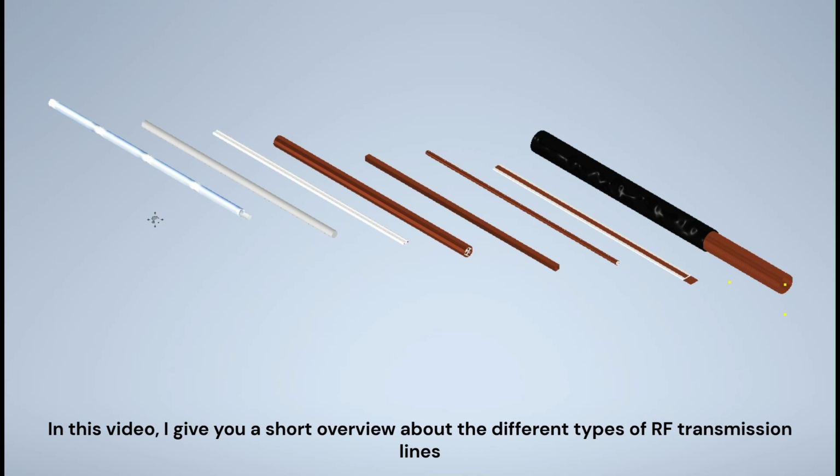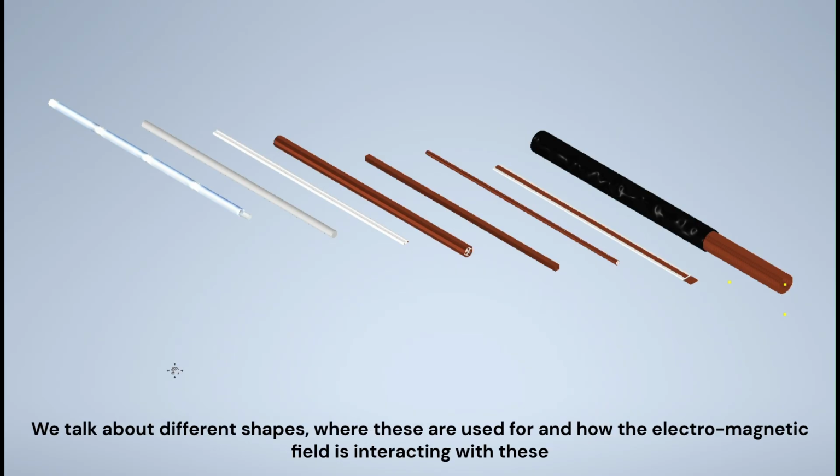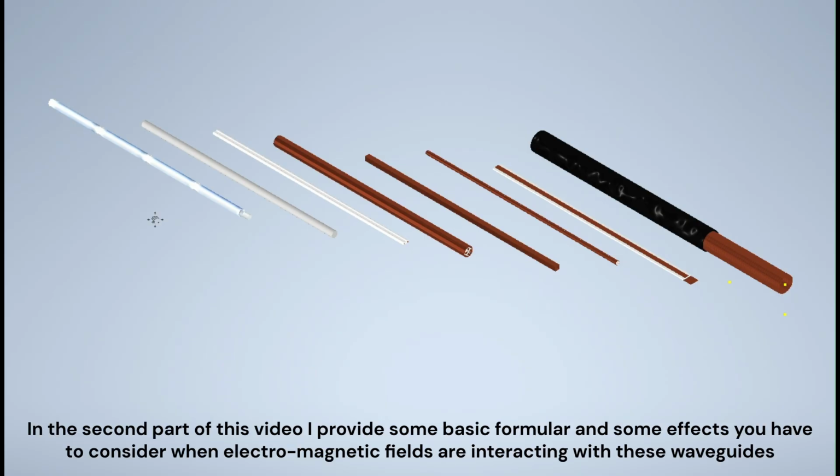In this video, I give you a short overview about the different types of RF transmission lines. We talk about different shapes, what these are used for, and how the electromagnetic field interacts with them. In the second part of the video, I provide some basic formulas and some effects you have to consider when electromagnetic fields are interacting with these waveguides.